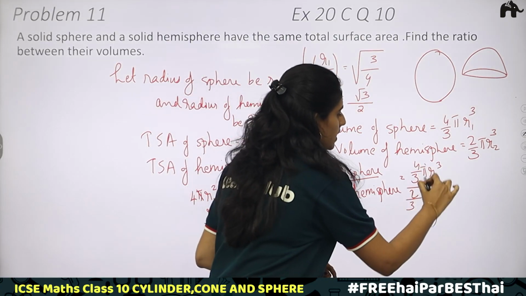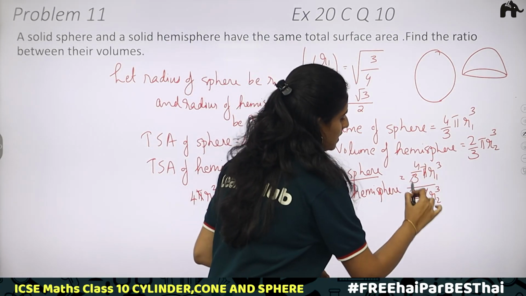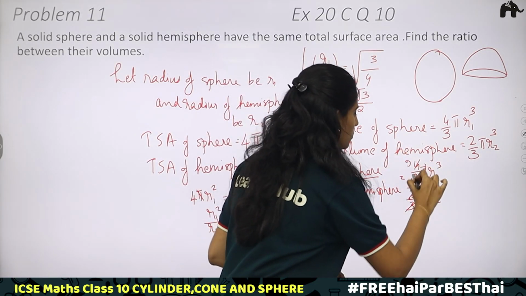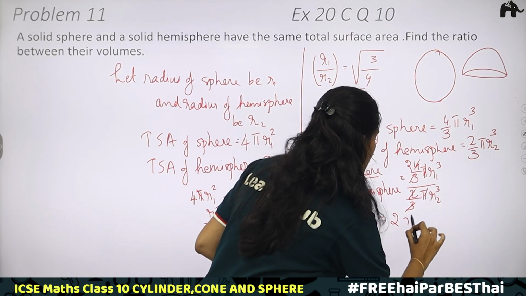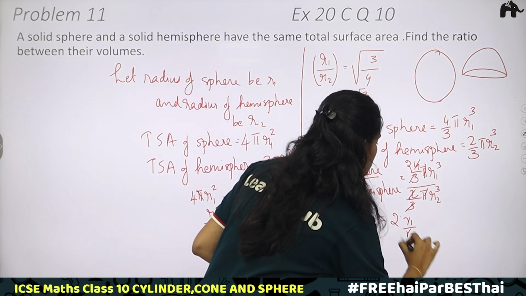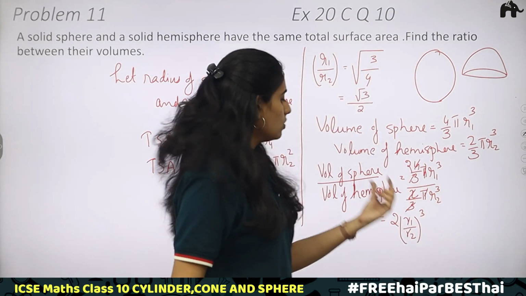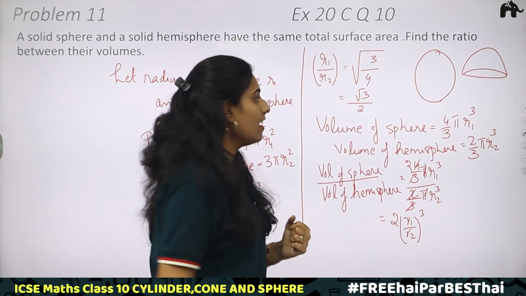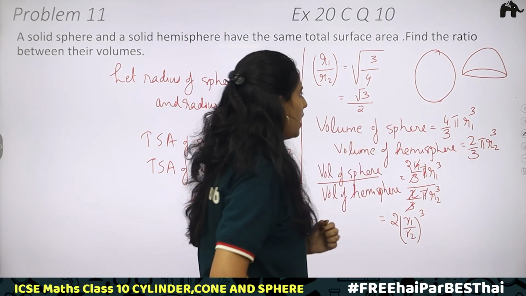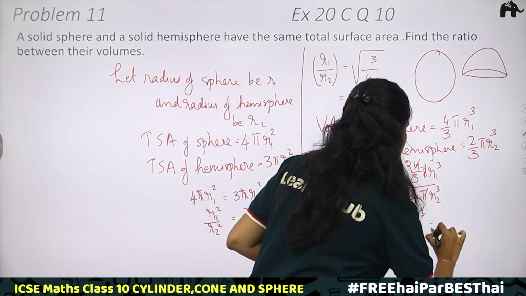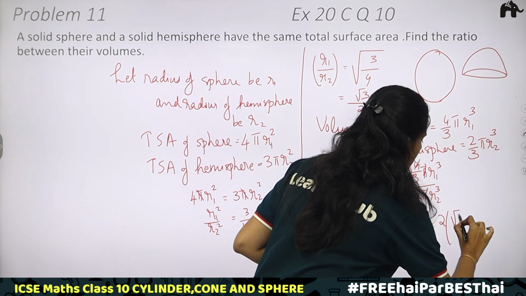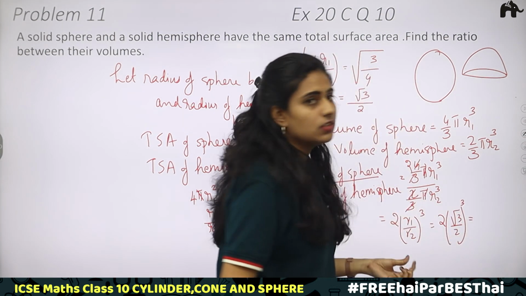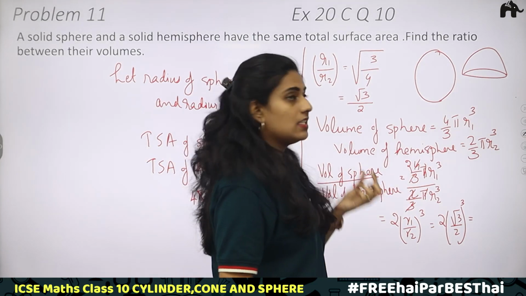From which we can cancel pi, 3 can be cancelled, 2 and 4 can be cancelled. Here we get 2 times R1 divided by R2 whole cube. What is R1 by R2? R1 by R2 we have determined from the total surface area, which is root 3 divided by 2. Substituting here, we get 2 into root 3 divided by 2 whole cube. Root 3 into root 3 into root 3. That is 3 root 3.